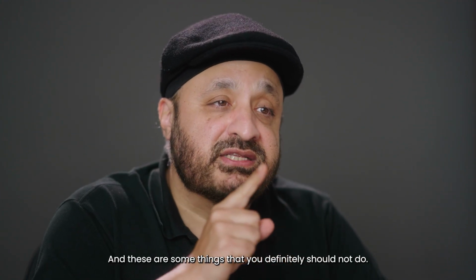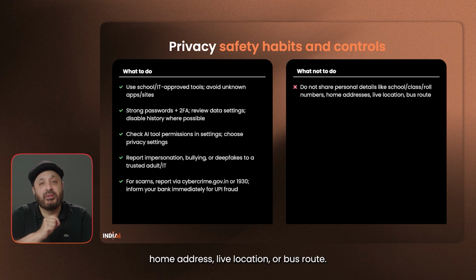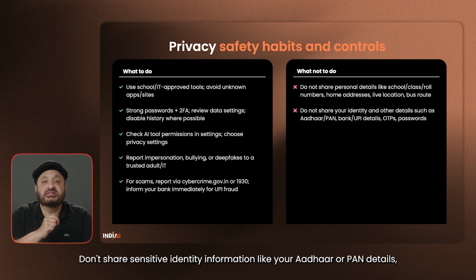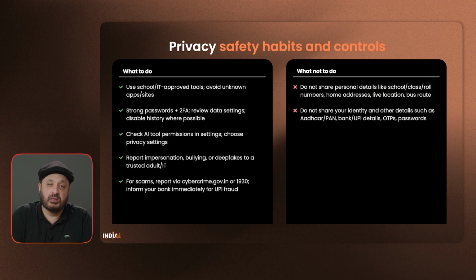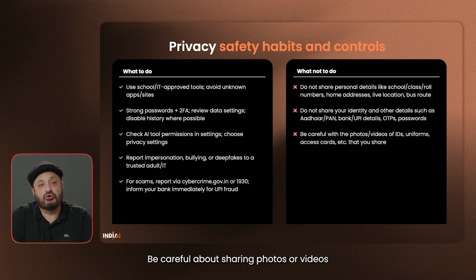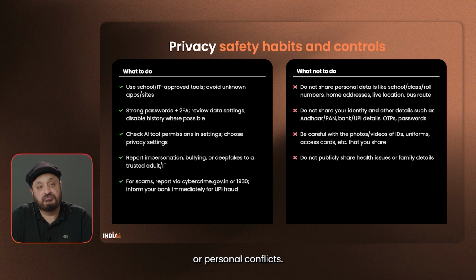And these are some things that you definitely should not do. Never share personal details like your school roll number, home address, live location, or bus route. Don't share sensitive identity information like Aadhaar, PAN details, bank account information, OTPs, or passwords. Be careful about sharing photos or videos of ID cards, or uniforms, or access cards, or any document with your details visible. Do not publicly share health problems, family issues, or personal conflicts.